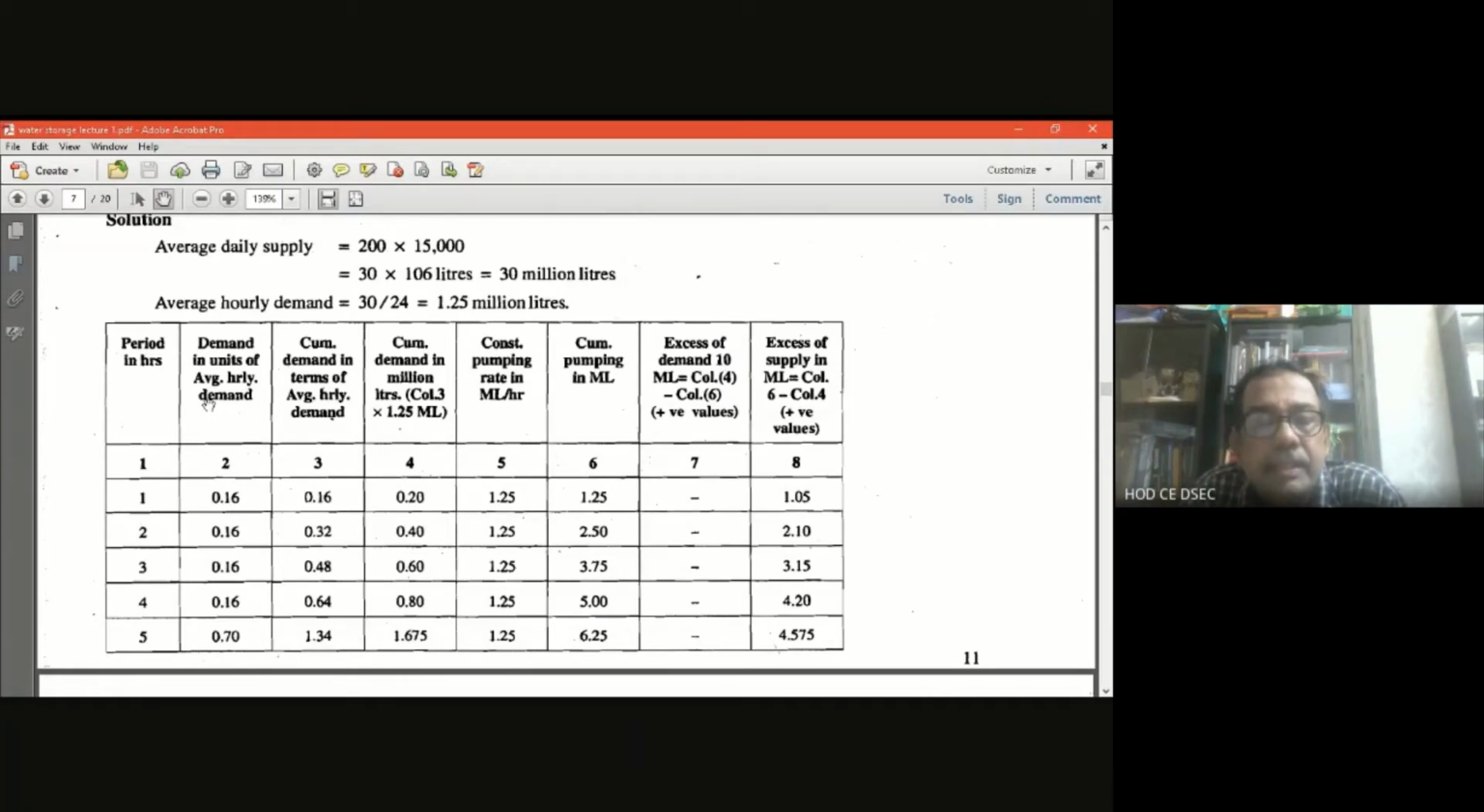What does it indicate? Supply is more than the demand, so there is an excess supply. That means in column number 8, it will be 1.25 minus 0.2, so 1.05.